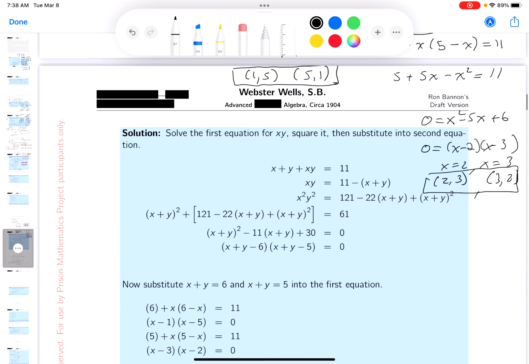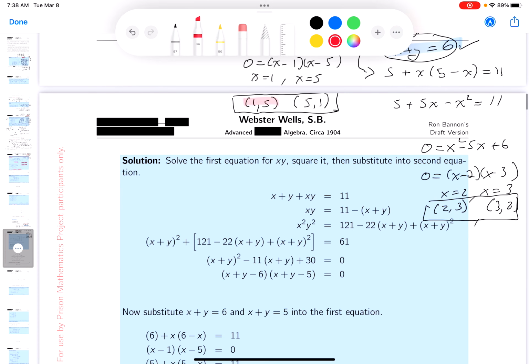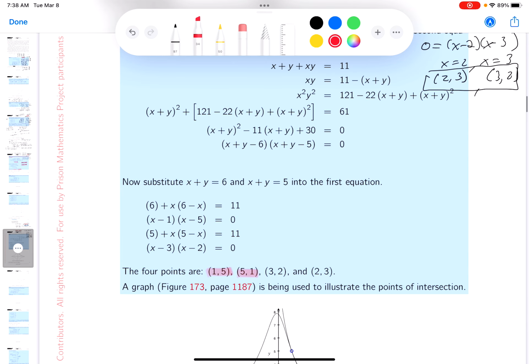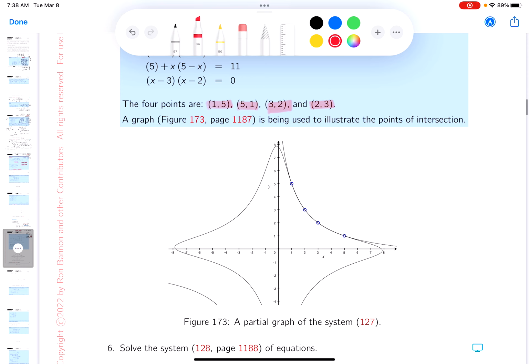Let's just see how we did. All right? Let's go back to my red pen. I want to see if I got those answers. 1, 5. 5, 1. 3, 2. And 2, 3. I would also like to take a look at the picture. And there's a point to this picture over here. A lot of times people look at this and they say, gee, that intersects a lot of different points. But it's only 4 points of intersection.